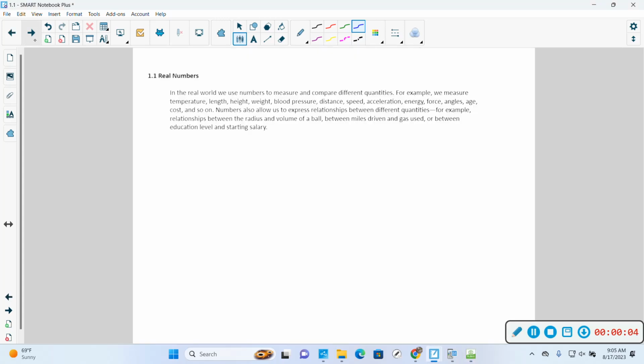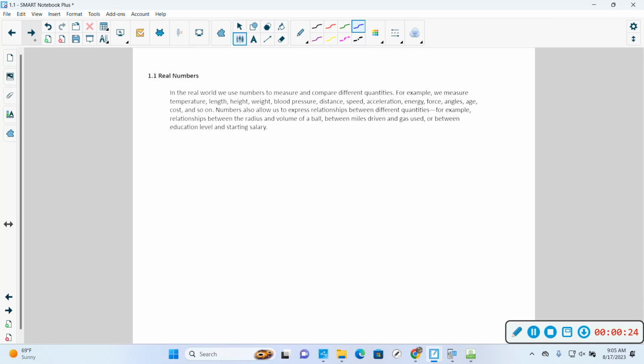So in the real world, we're going to talk about different numbers today, types of numbers, which sounds crazy, I know. There's different numbers, of course, to measure and compare different quantities. For example, we measure temperature. I feel like it's science class right now. Length, height, weight, blood pressure, distance, speed, acceleration, energy, force, angles, age, cost, and so on.